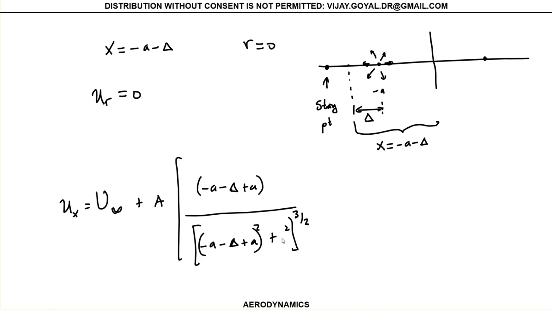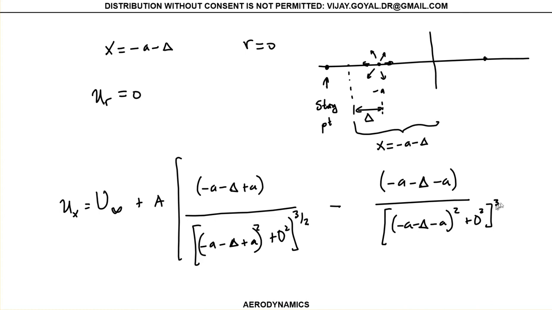And I'm working here at r equal to 0. So this would be 0 minus a minus delta minus a. And this gives you minus a minus delta minus a squared plus 0 squared, to the 3/2. Remember, this is your radius. So when you simplify all this, you get u infinite minus a delta squared, which you can show, right, that this term is going to be less than u infinite.